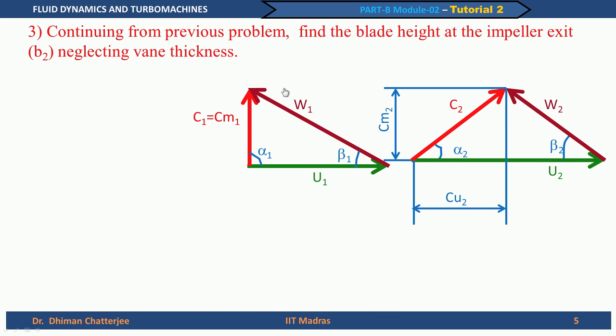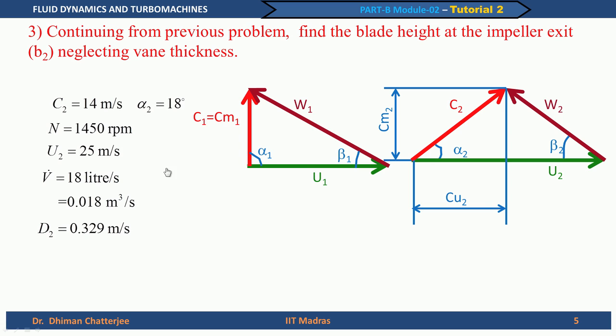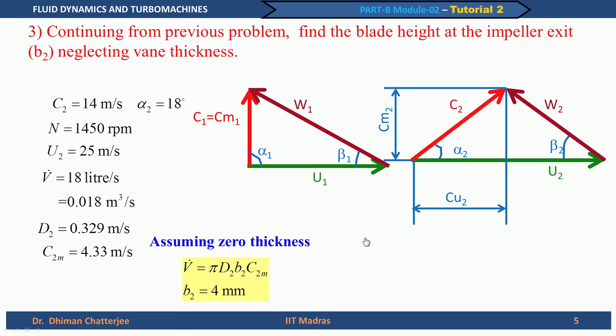As before, we are talking about the velocity triangles. We write down what all are given: C2, alpha 2, U2, volume flow rate and diameter. We have also obtained diameter d2, and we know the C2m we have calculated in the first problem. Assuming zero thickness of the vanes, we can write that V dot is nothing but pi d2 b2 C2m, which will give me b2 to be 4 millimeters.